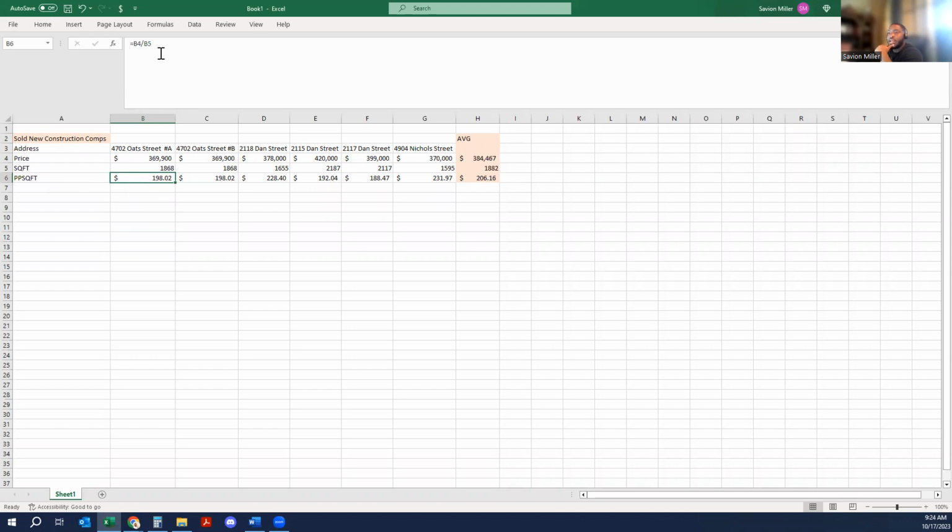So the function that I use is simple. You're going to take 369.9 divided by this, right? And it's the same down the board. Right here is where I basically did the average.